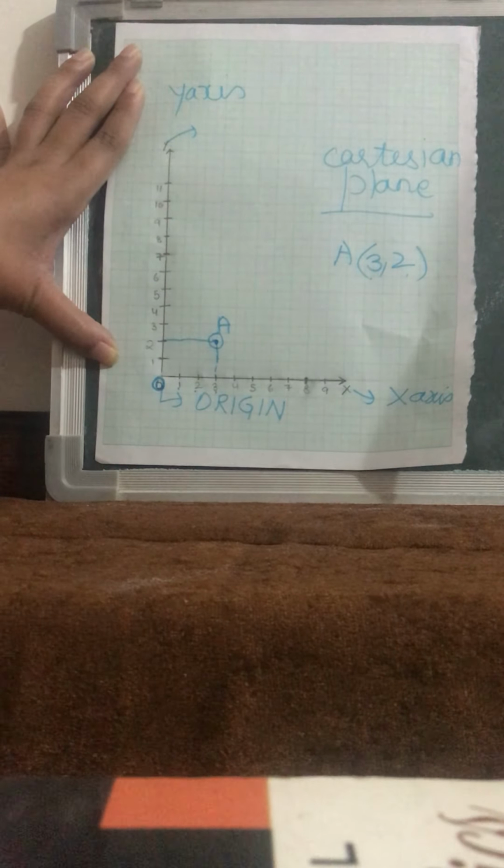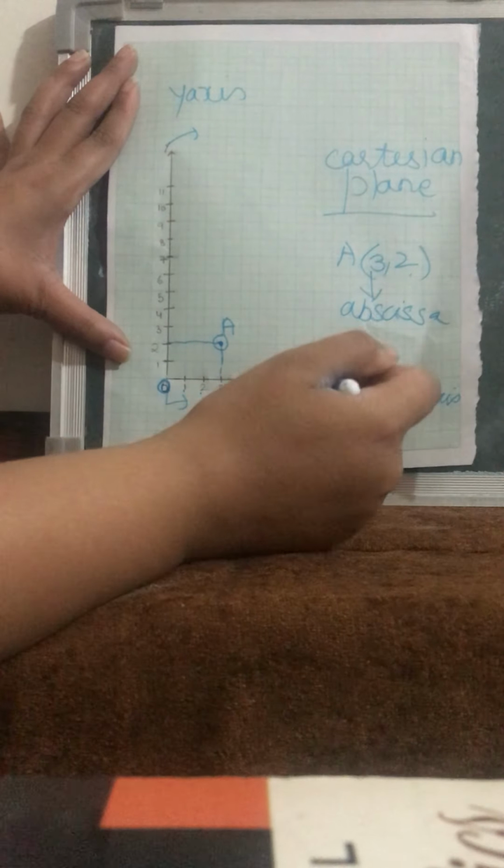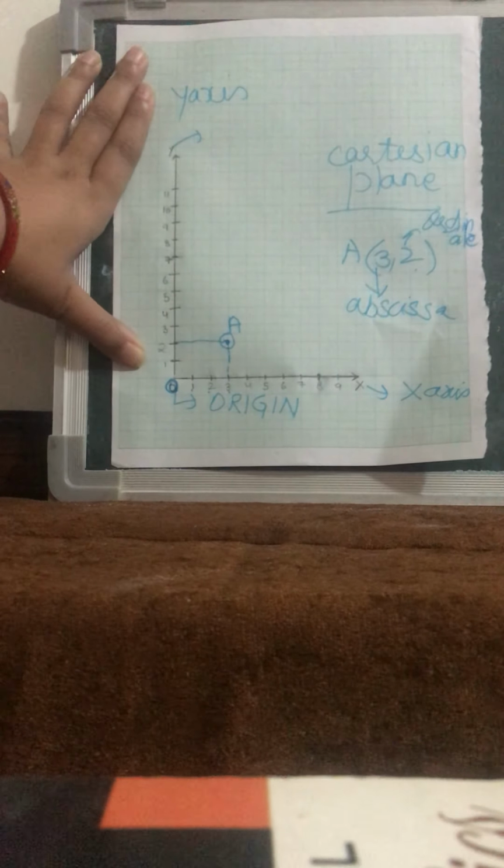right? And we call the value of the x the abscissa and the value of the y the ordinate. Don't worry, I'll share this page with you. Right? Now let's understand this on a board. Then it will be much more clear to you.